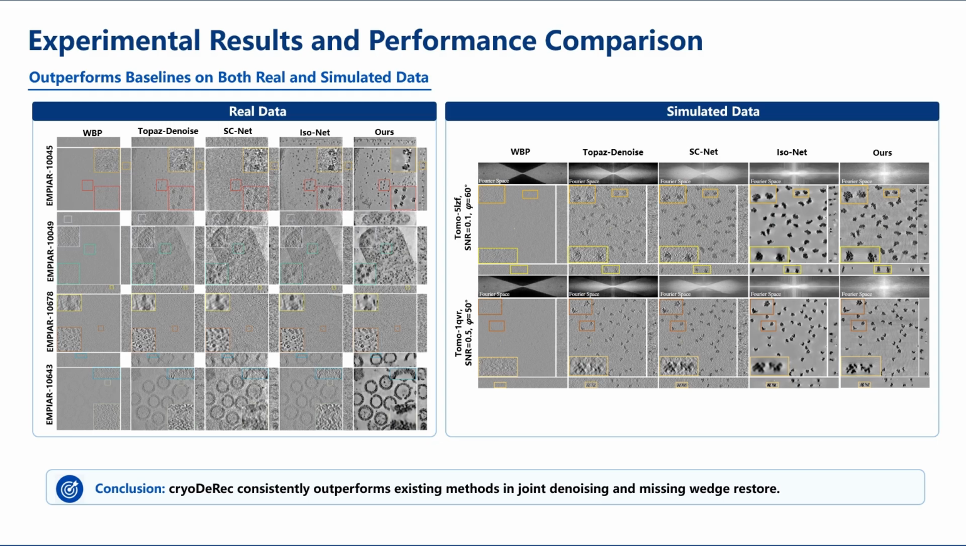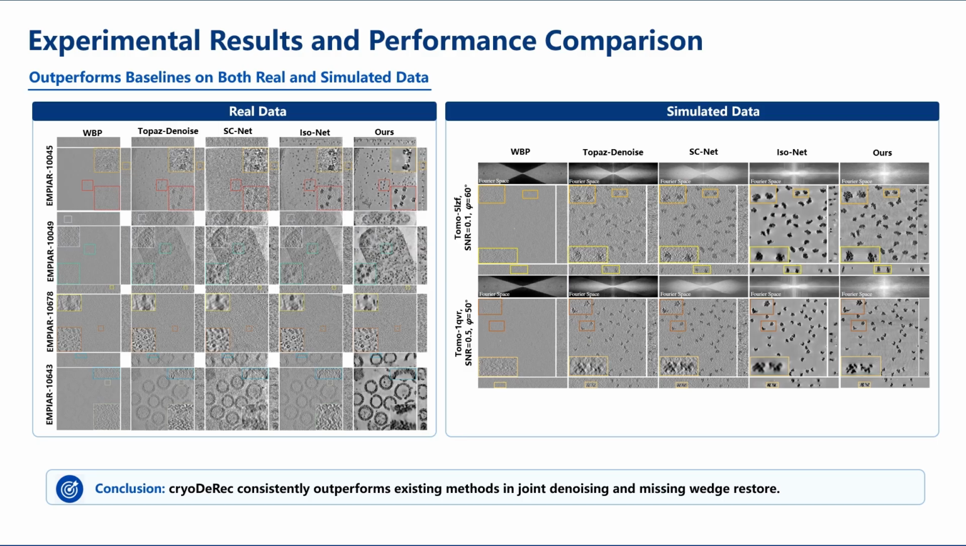This slide shows the experimental results. We evaluate cryoDeRec on both real and simulated datasets. On the left, we can see results on real Ampere datasets, including Ampere 10045, ampere 10049, ampere 10678, and ampere 10643. Compared with WBP, Topaz Denoise, SCNet, and ISONet, cryoDeRec produces clearer structures, stronger contrast, and fewer artifacts.